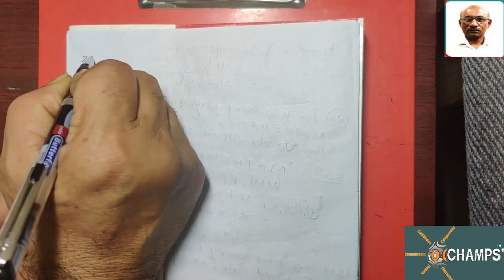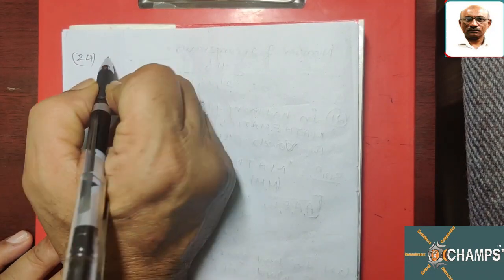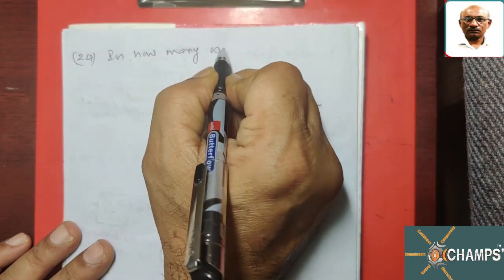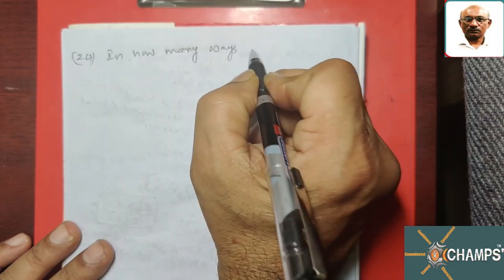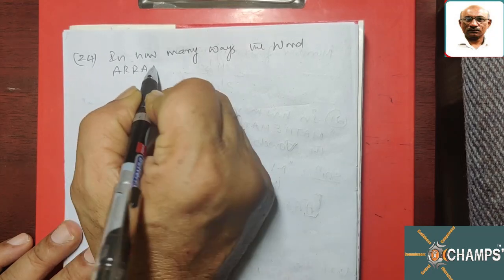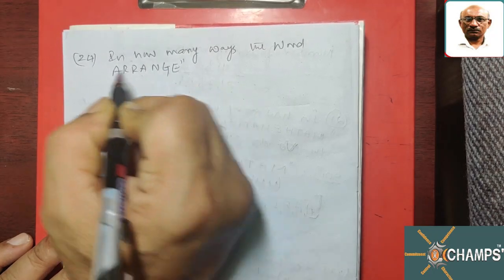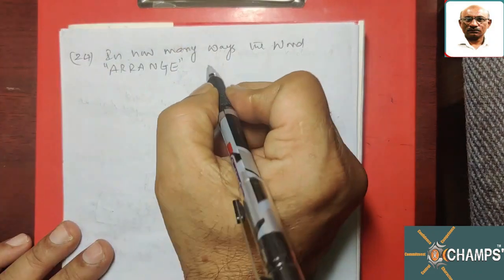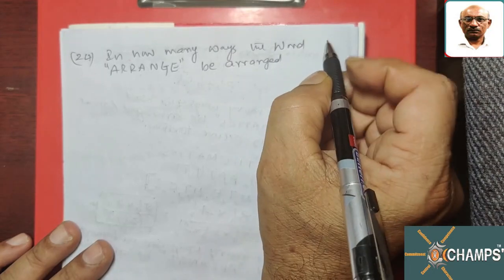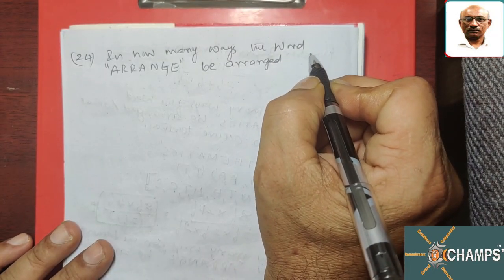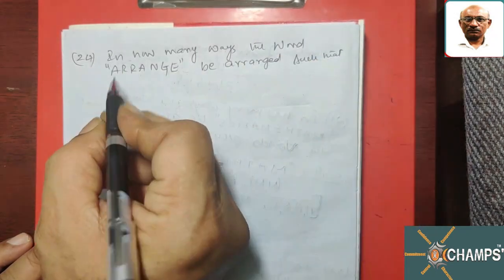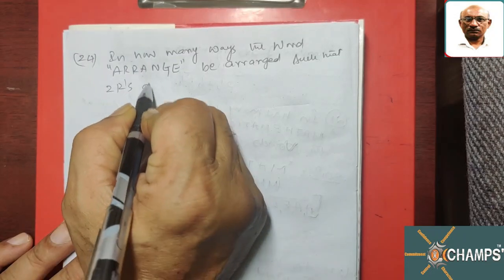Now look at the question number 24. In how many ways can the word be arranged such that two R's do not come together.